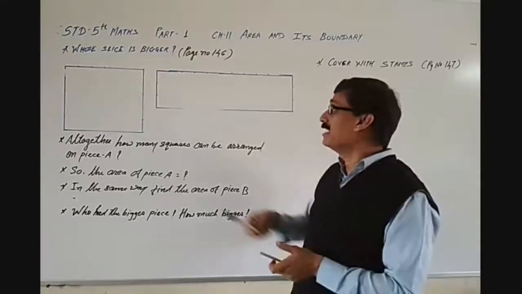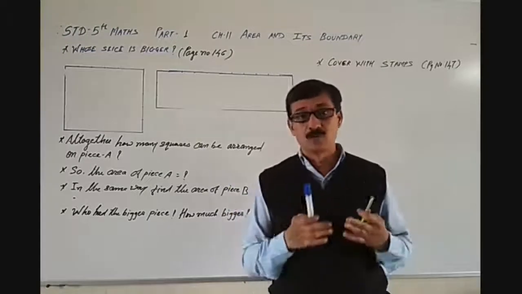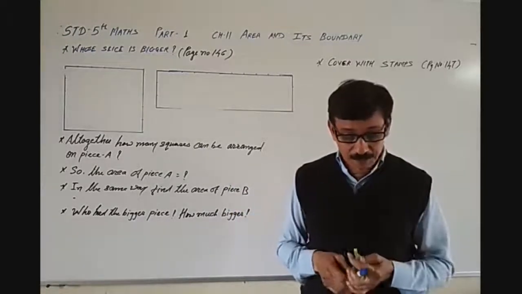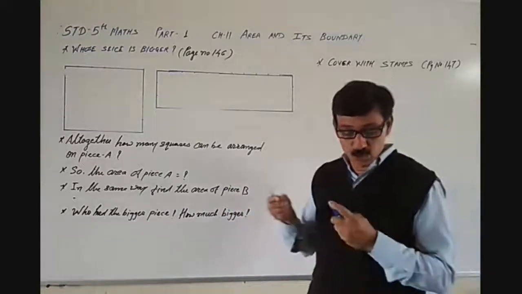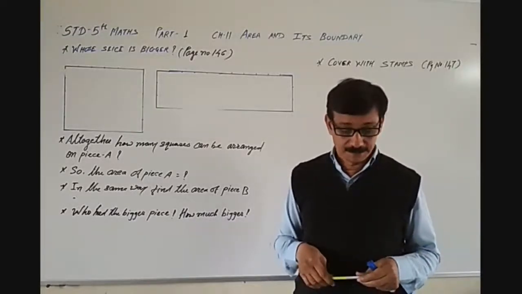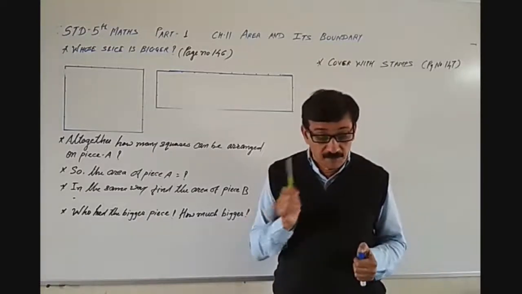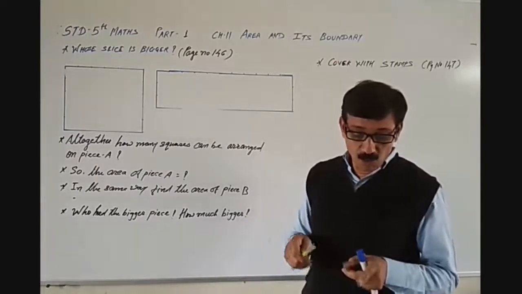You can see the shape of both the pieces is different, so they could not make out whose piece is bigger. Suggest some ways to find out whose piece is bigger. Discuss. A friend of Parth and Ginny showed one way, using small squares.